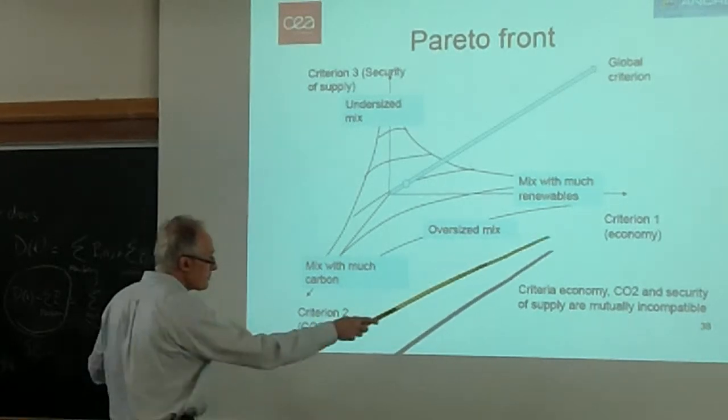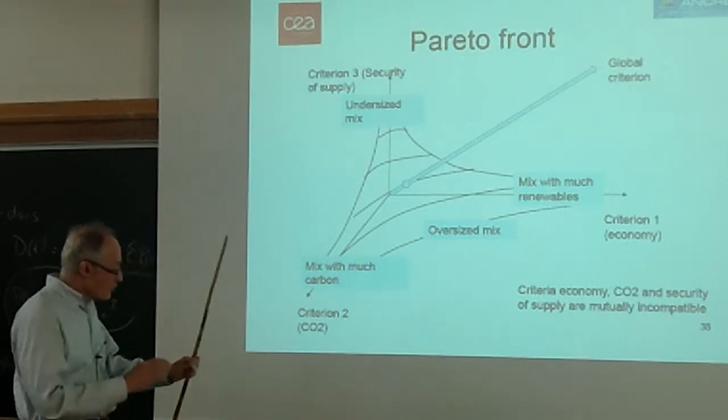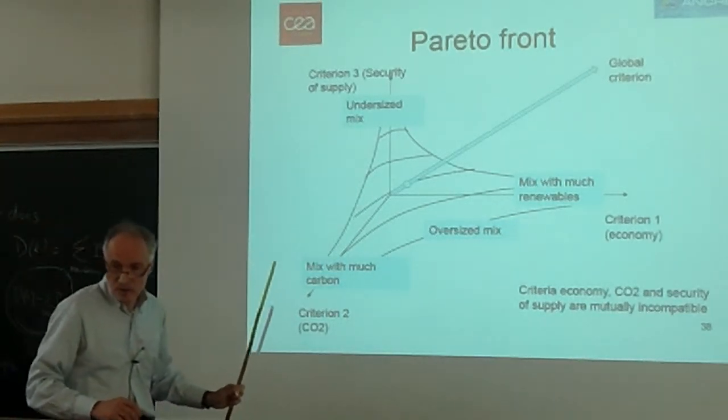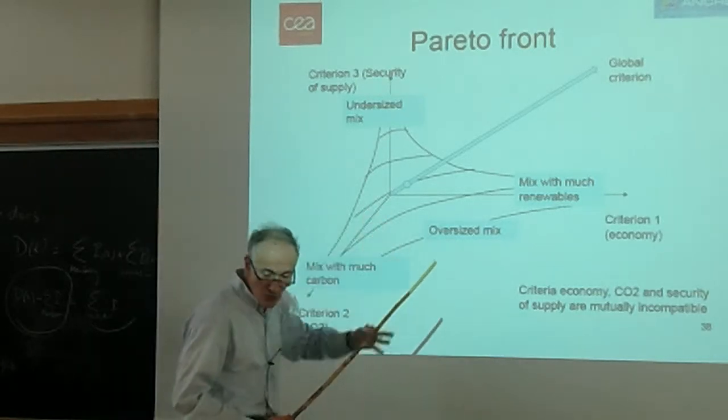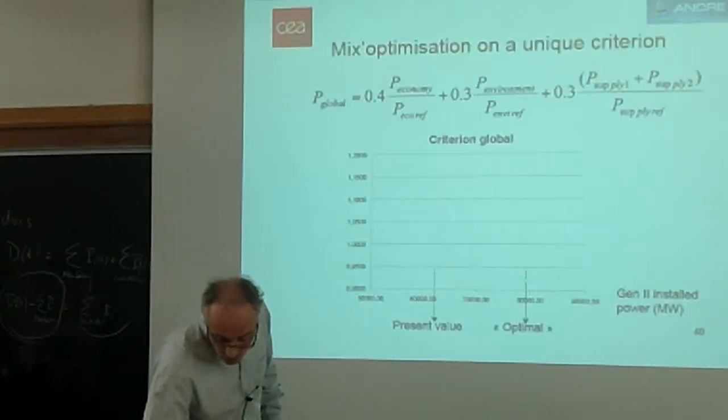So, three criteria: economy, CO2, and security of supply. Of course, these criteria are mutually incompatible, and so we get a Pareto front. This is an image of this Pareto front, a projection.